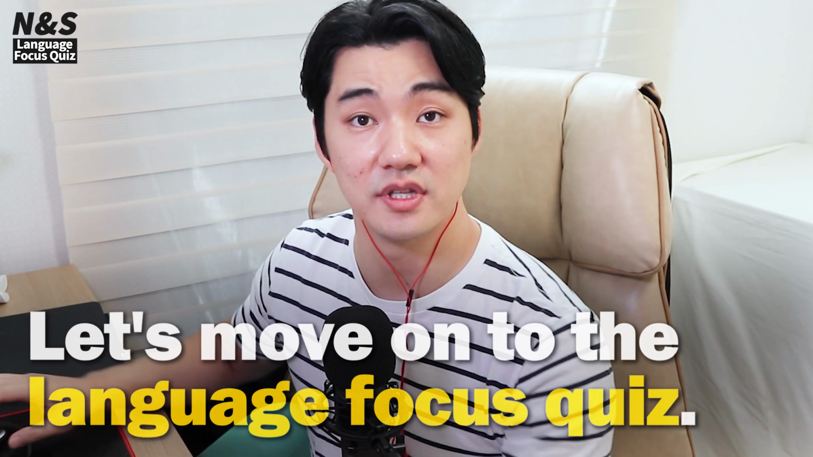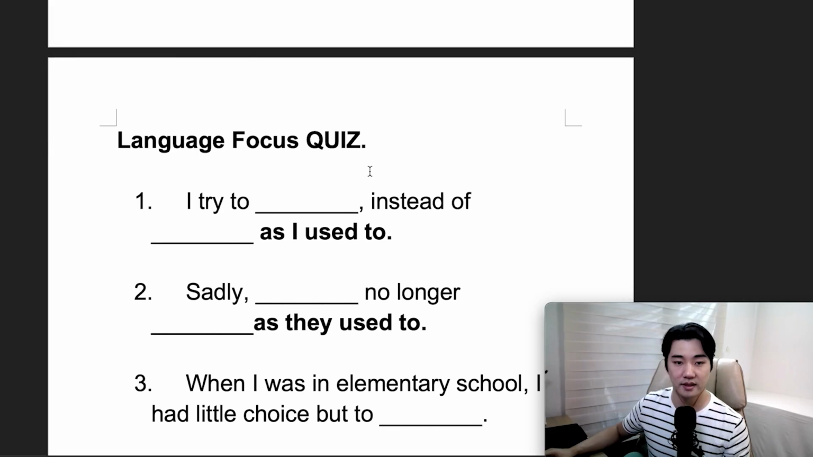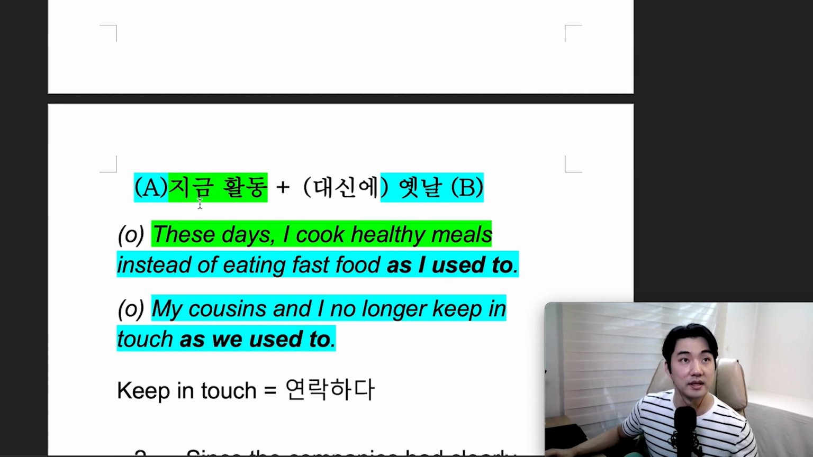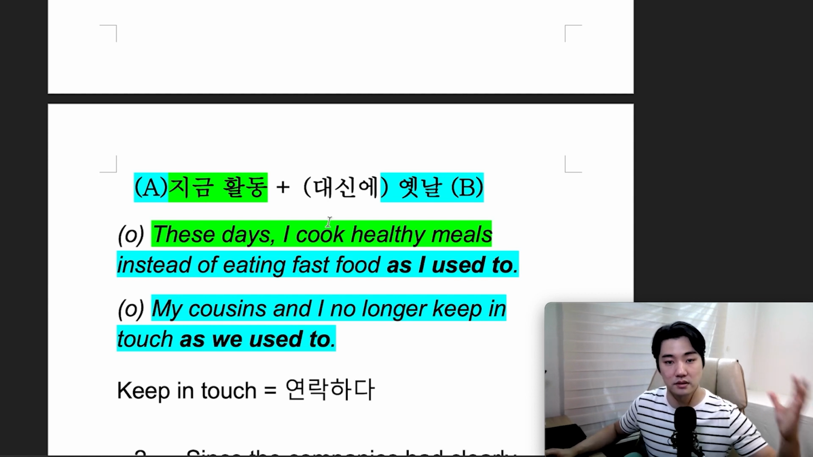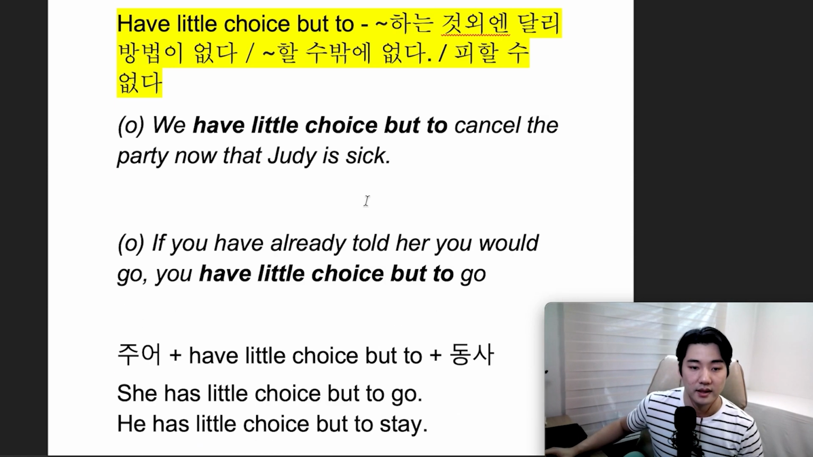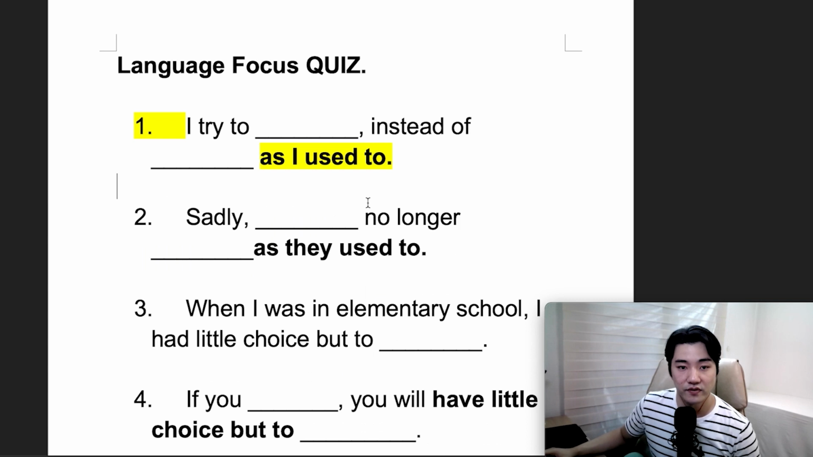Now, let's move on to the language focus quiz. 1번. We're talking about as I used to. As I used to. Remember when we go back up here, it's using like, you can say like 지금 활동 plus 대신 옛날 stuff. Alright? Let's have a look at our language focus. I try to instead of as I used to.